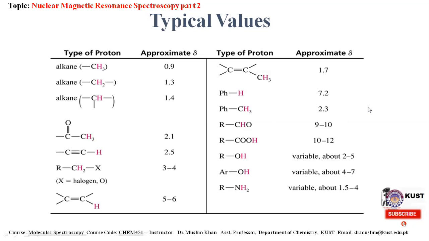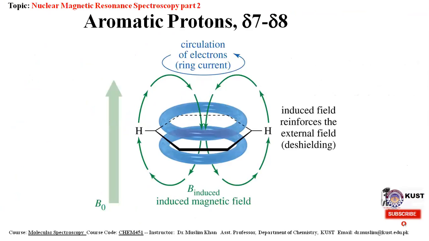So you can see these values here in this table. This is the example of an aromatic proton. Because of the circulation of electrons in the aromatic ring current, the aromatic protons induce a field that reinforces the external field, so more deshielding occurs. That's why the peak will appear more downfield, between 7 and 8 ppm.